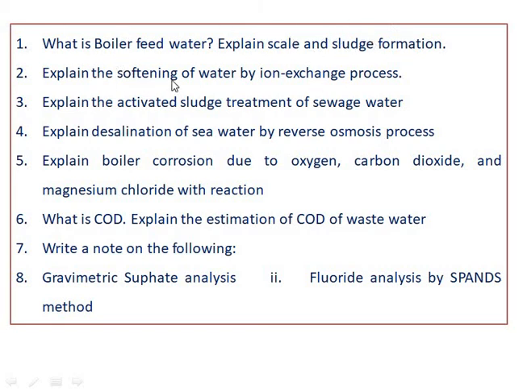And how water treatment can be carried out, the water softening method by ion exchange process, and sewage treatment, the secondary sewage treatment, also called activated sludge treatment. It is also an important concept. And desalination of seawater by reverse osmosis, where softening or demineralization is by ion exchange. And obviously boiler corrosion due to three major causes: presence of oxygen, carbon dioxide and magnesium chloride, with reactions and along with the prevention.